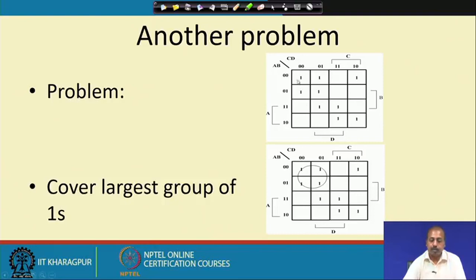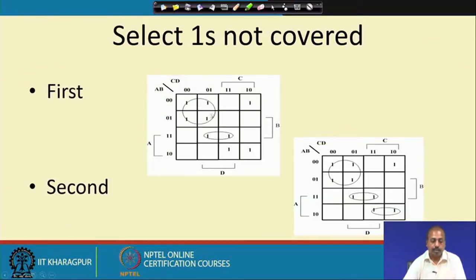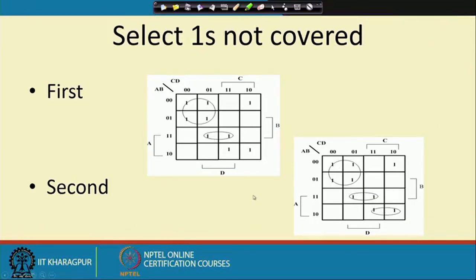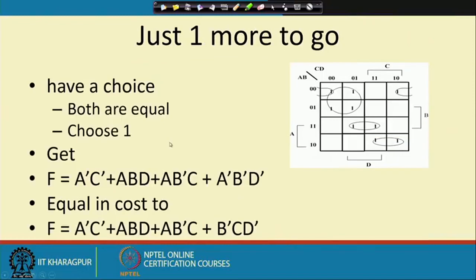So, this is another example. We have got these ones, and then we cover the largest group of ones. After selecting this, we select the ones that are not covered yet. This is the one that is not yet covered, we select that one. Then we select another group that is not covered yet. So we have done the essential part. Now, we have got a choice. This one may be covered with this or it may be covered with this, both having equal cost.